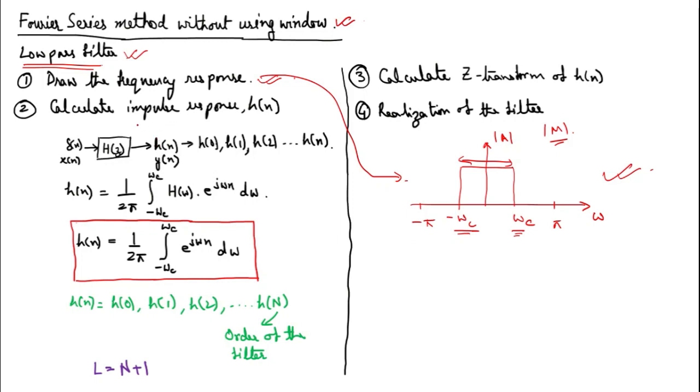Then our next step is to calculate the impulse response. Why do we want to find out the impulse response values? The reason being, what is impulse response? Impulse response is nothing but, when you give an impulse input to a system, we get a series of outputs.